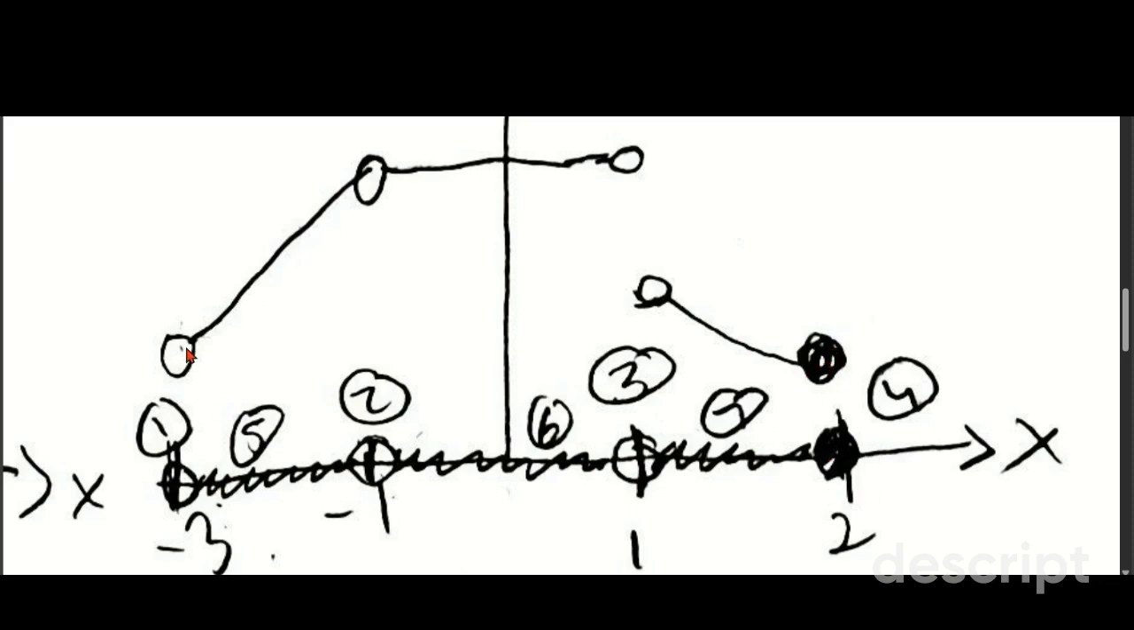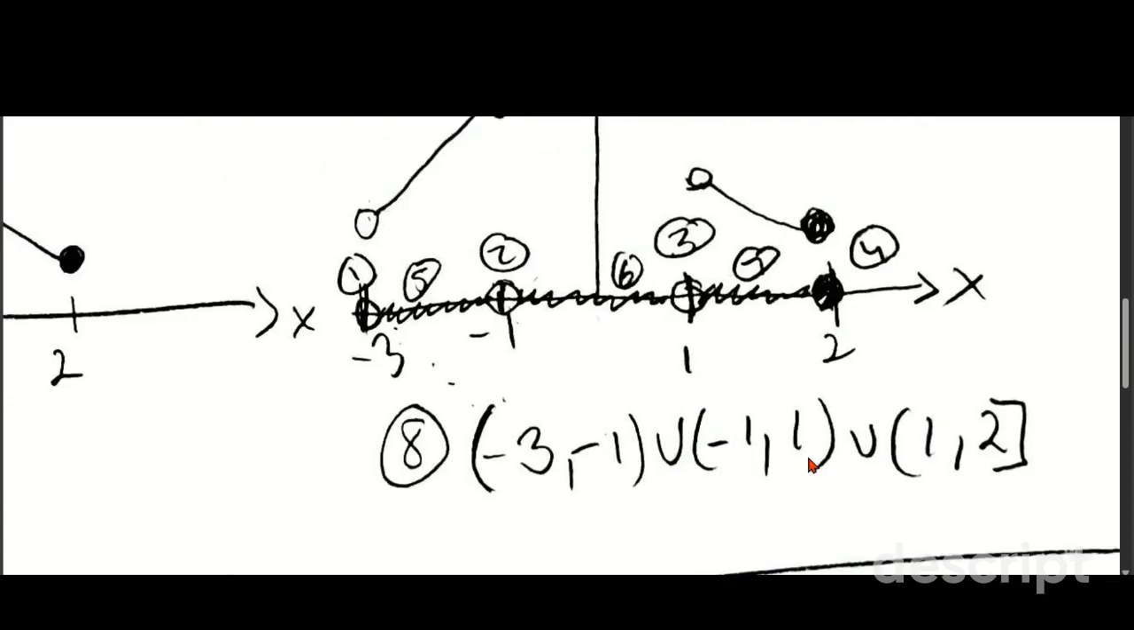Then you shade, because the piece that goes from here to here is solid, that means you shade from -3 to -1. Because the piece that goes from here to here is solid, that means you shade from -1 to +1. Because the piece that goes from here to here is solid, you shade from 1 to +2. So then you write this in interval notation.